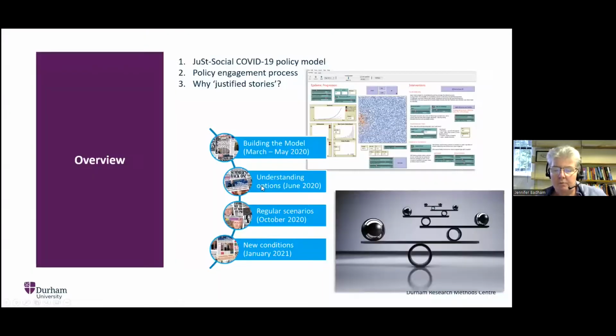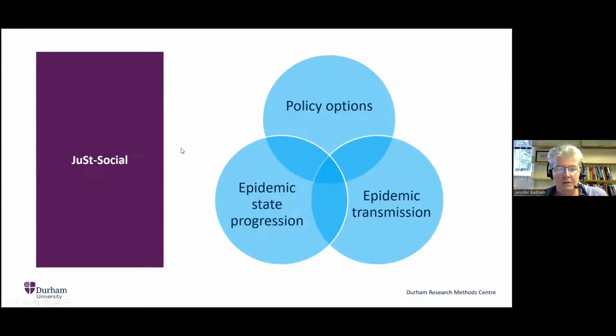So the outline of this is that I'm going to talk briefly about the model. I'm not going to talk a lot about it, but just to give you an idea of what sorts of things the model presents and simulates, and then how the use of it changed over the period, essentially the first year of the COVID pandemic. So Just Social is the name of the model. And it combines policy options, epidemic state progression, and epidemic transmission. That's the details I'll go into.